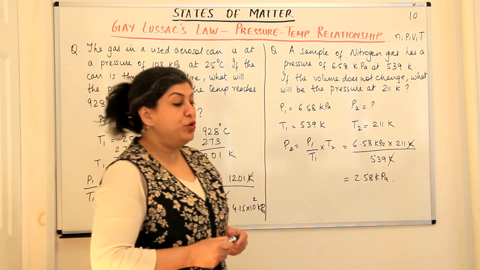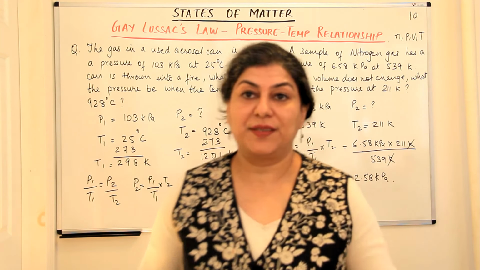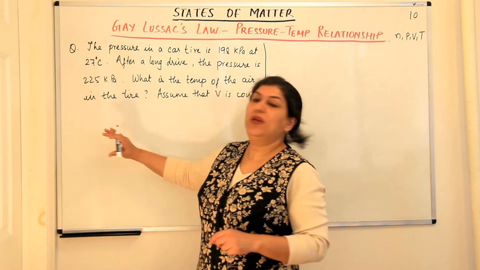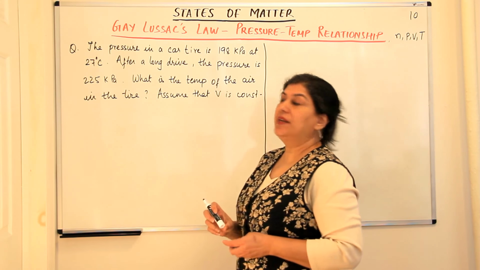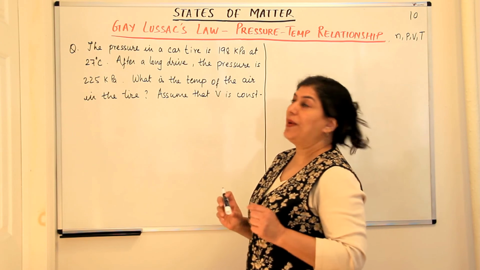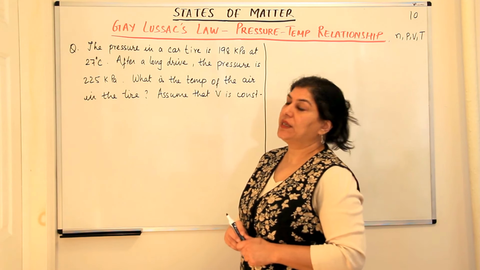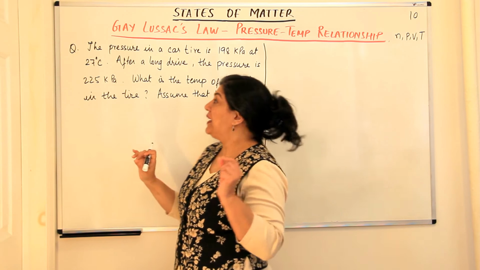I'll now solve one more numerical problem, and let me just write it down for you and come back in a minute. Okay, so now we have the third problem. The pressure in a car tire is 198 kilopascals at 27 degrees Celsius. Again, the temperature is in Celsius, so we'll have to convert it to Kelvin.